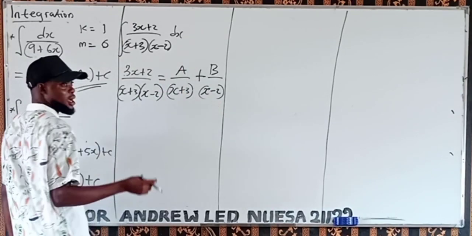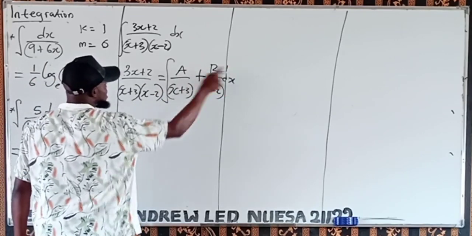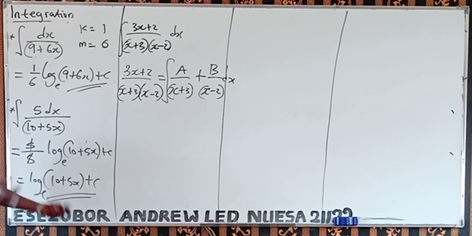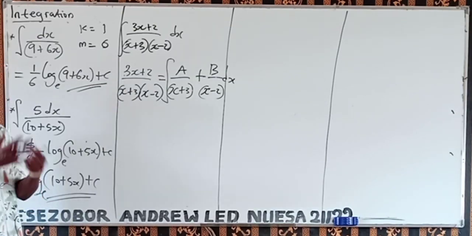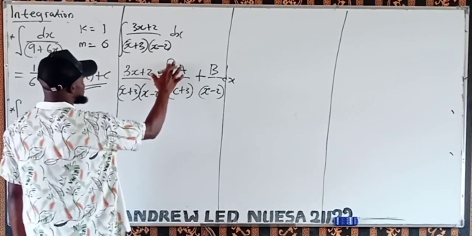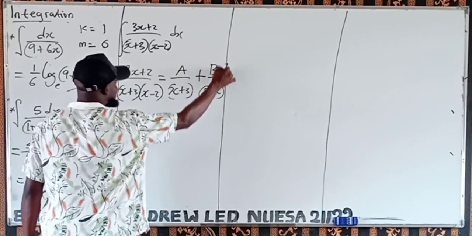Then if I want to integrate, we now integrate this with respect to x. So you want to look for a and b using partial fraction, using the principle of partial fraction. You can also do that. Or should I just show you how to do the partial fraction now?